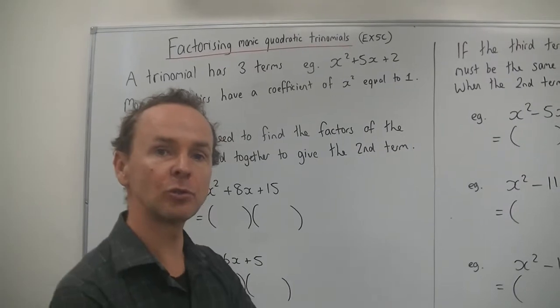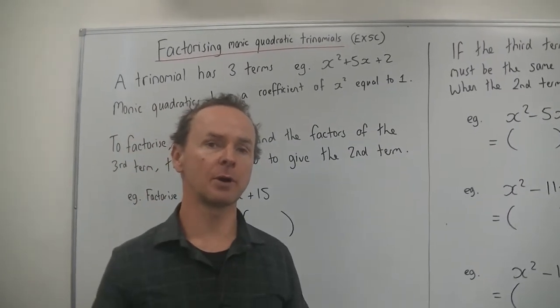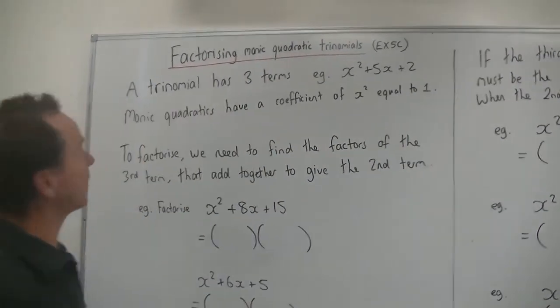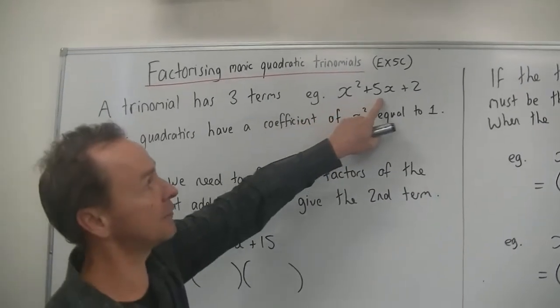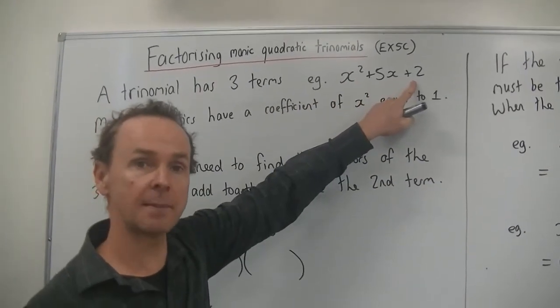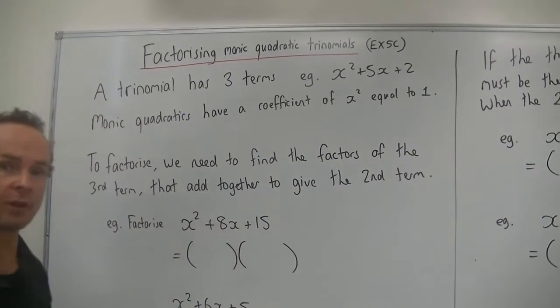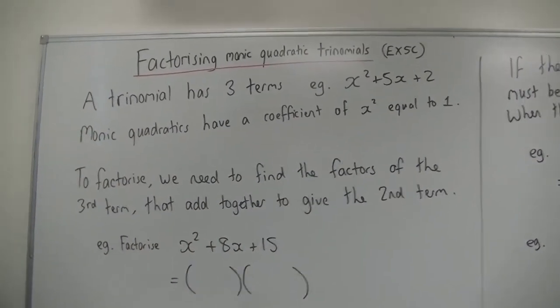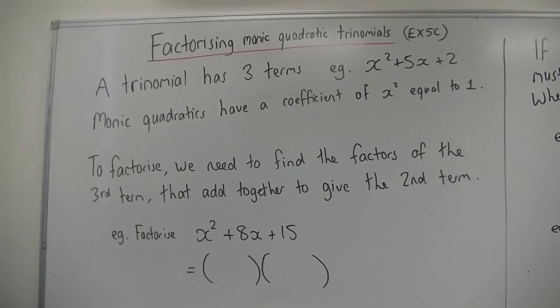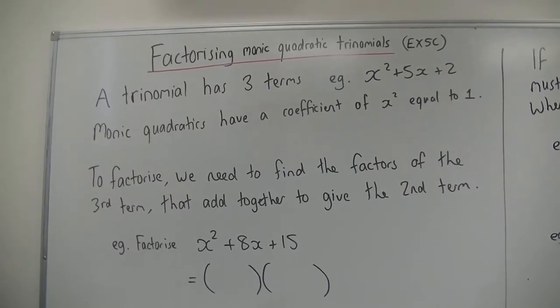Now a trinomial, tri means 3, so a trinomial has 3 parts to it. So if you have a look up here, x squared plus 5x plus 2, that's an example of a trinomial. But before I begin, I'll give you a chance to copy down the notes. So as always, pause the video, copy down the notes, and I'll explain it all in a minute.